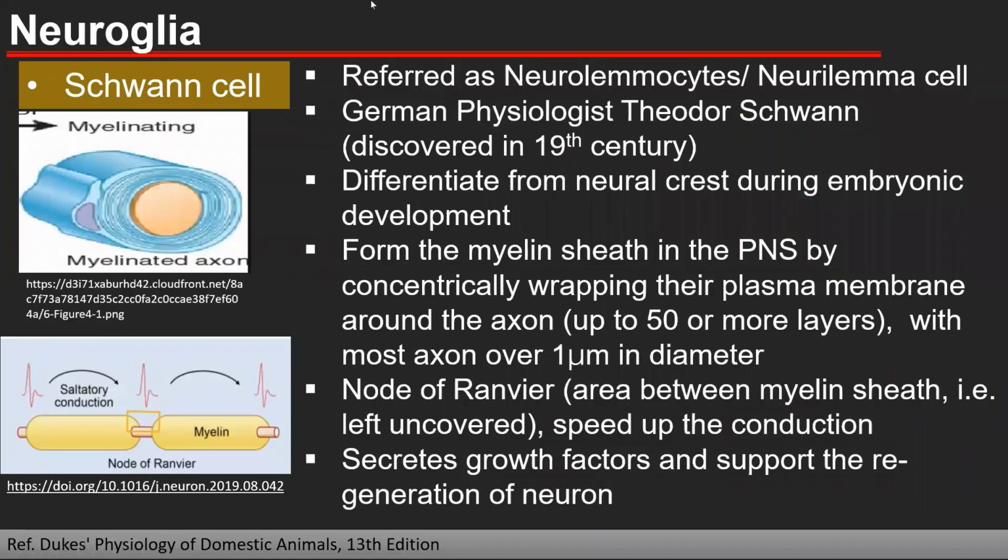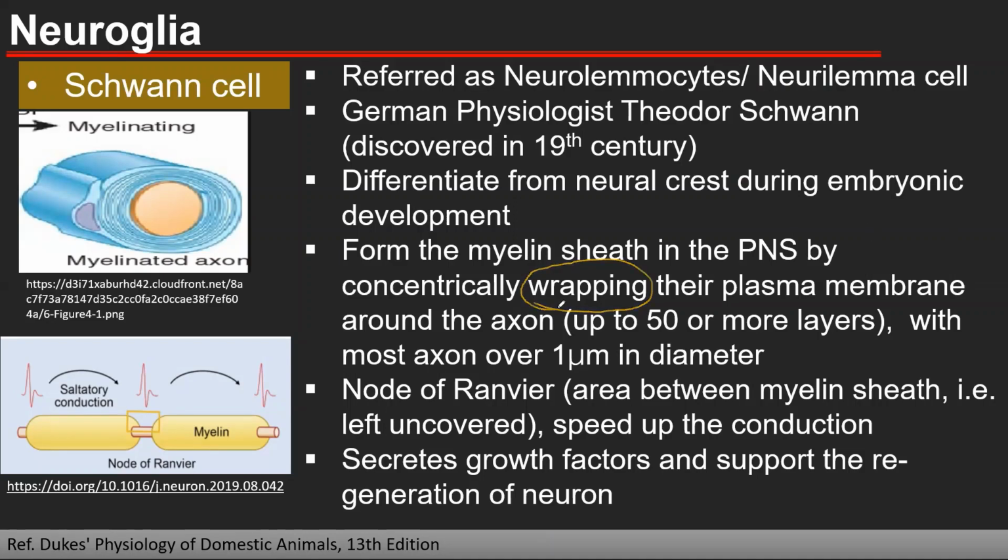The Schwann cell is also referred to as neurolemmocyte or neurolemma cell. These cells form the covering of the axon, or wrap over the axon. The name comes from the German scientist Theodor Schwann, who discovered this cell. The Schwann cell differentiates from the neural crest during embryonic development. They form the myelin sheath in the peripheral nervous system, concentrically wrapping their plasma membrane around the axon.